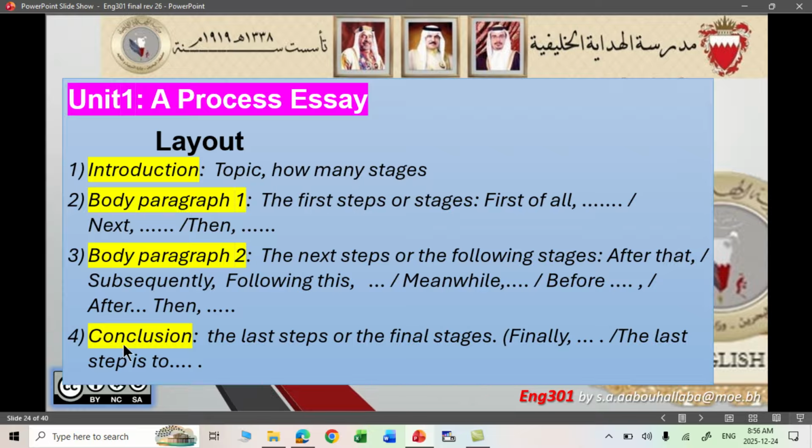And finally, you come to a conclusion, and here you mention the last steps or the final stages of that process. Words like finally, the last step is to, are commonly used in this paragraph. Usually, you have a diagram or a table that gives you the information you are going to use in that process. It tells you what are the steps or stages that you need to mention in your process essay.